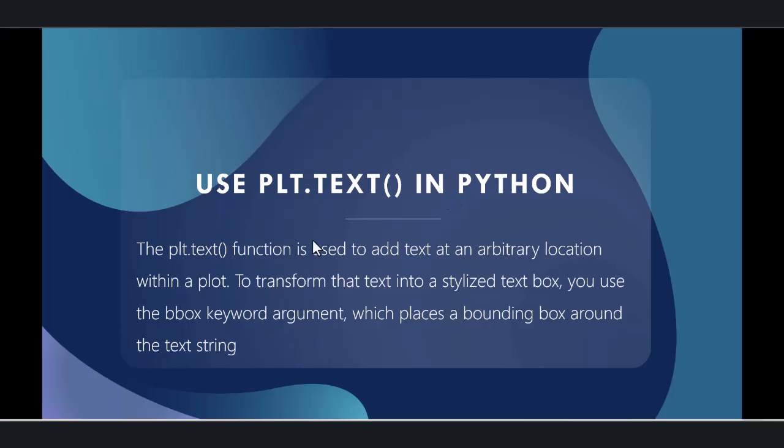This function is used to add text at an arbitrary location within a plot. To transform that text into a stylized text box, you can use the bbox keyword argument, which places a bounding box around the text string. As I said before, we will add the text box at an arbitrary location within a plot. That is the first point. Then, to transform that text into a stylized text box, we will use the bbox keyword argument, which helps us bound the box around the text string.